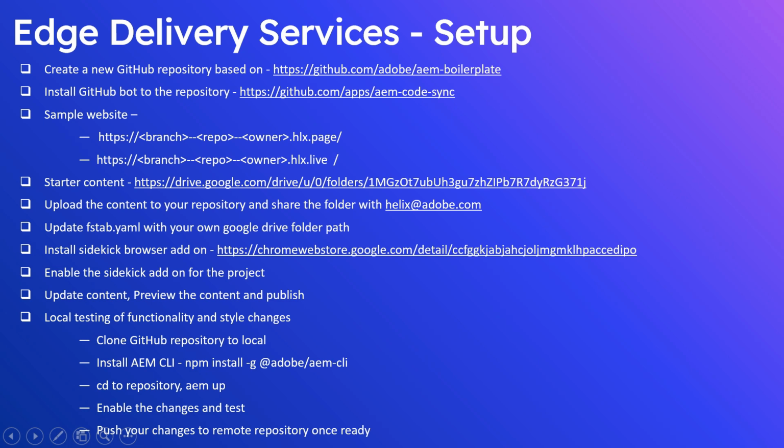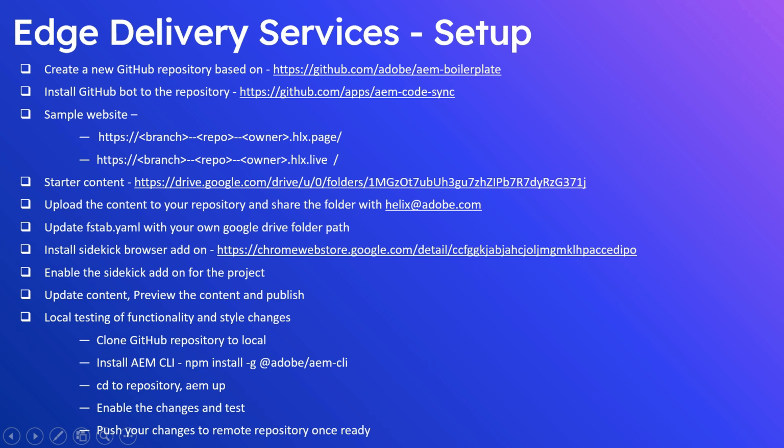The sample starter content from Adobe is available here. You can refer to that. You can even upload this sample content to your repository. The folder should be shared with helix@adobe.com with edit access. Also, you should update fstab.yaml with your own Google Drive folder path. One watch out here: if you upload this starter content to your Google Drive, you should save all the documents as Google Docs and workbooks as Google Sheets. Then install the Sidekick browser add-on from here. You also need to enable the Sidekick for the project. Now you can update the content, preview the content and publish.